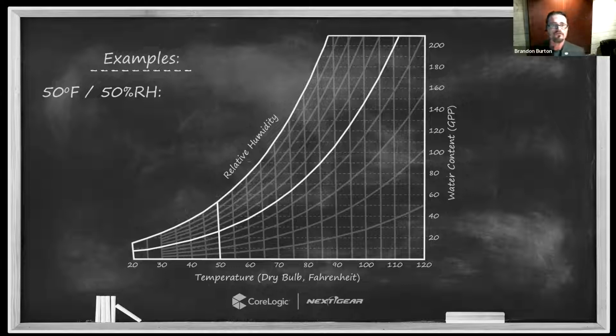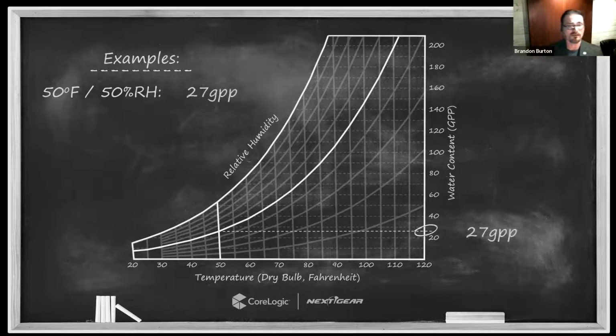Where those two cross or intersect on the chart, we move immediately to the right, and we find out on this ruler, what does that mean for the amount of water? All right, in this case, 50 degrees and 50% represents 27 grains, 27 7/1000ths of a pound of water, all right? Not a lot of water, but it's water vapor in the air.